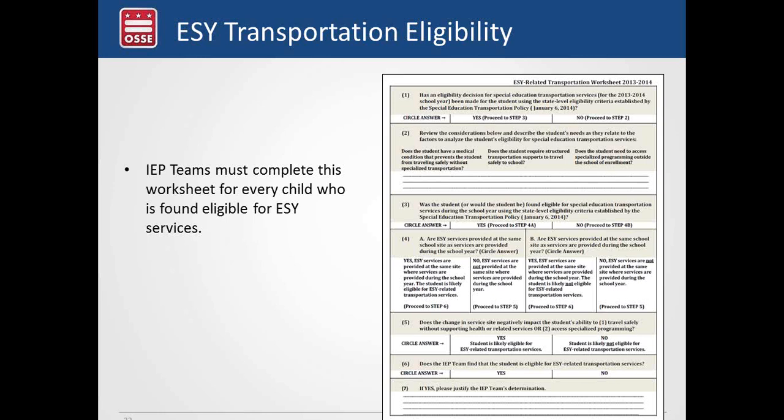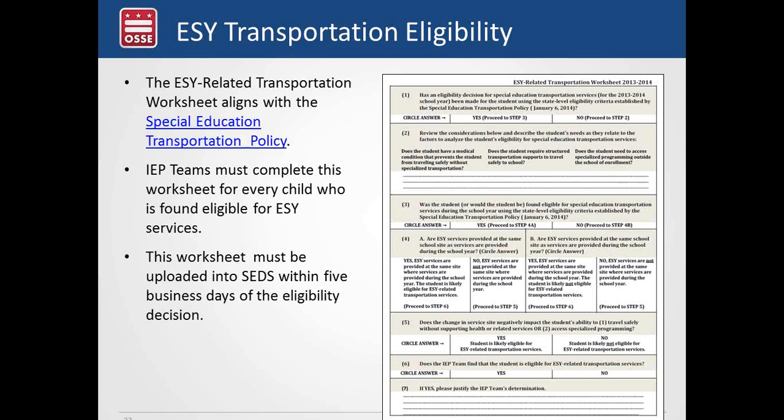Transportation eligibility. You need to fill this out for every child who is eligible for ESY, because then you've got to figure out if they're eligible for transportation. This worksheet aligns directly with the special education transportation policy. So essentially, the questioning on this worksheet is guiding you through what the policy would be having you think about.